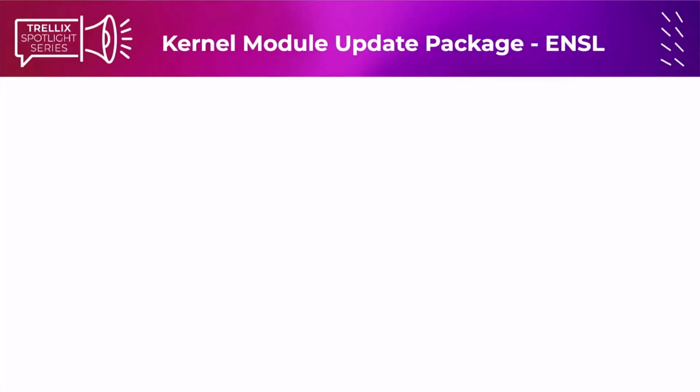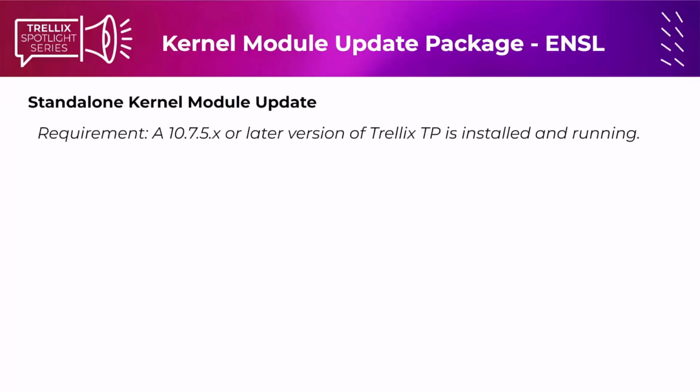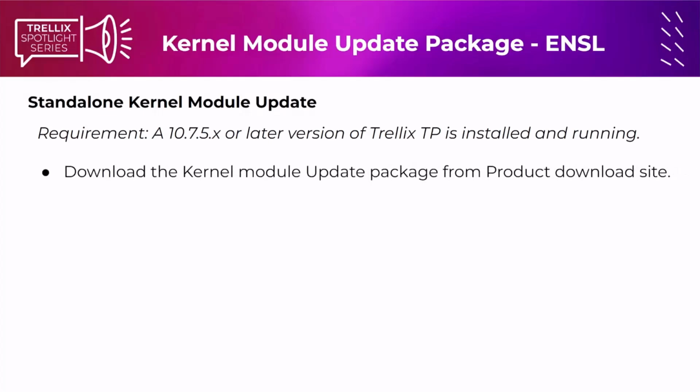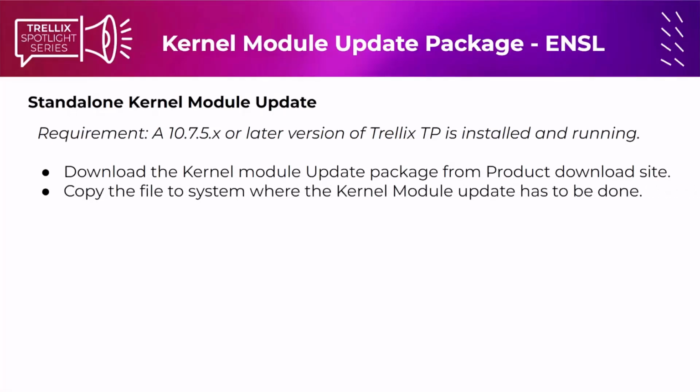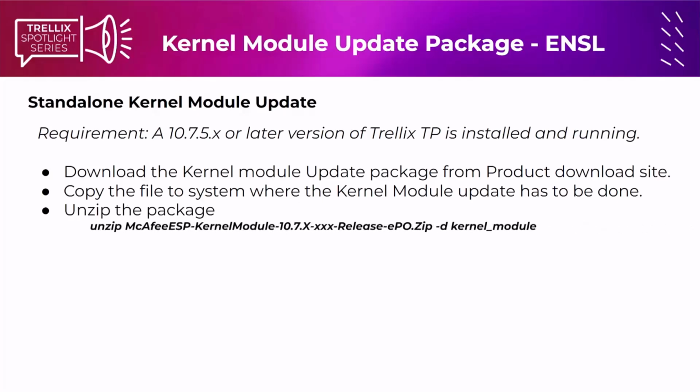Now let's see how to perform kernel module update on a standalone system. The requirement remains the same. The system must have Endpoint Security for Linux 10.7.5 or later version installed and running. Once we have the system ready, the first step is to download the kernel module update package from our product download site. Second step is to copy the file to a system where the kernel module update has to be done. Step 3 is to unzip the copied package using the unzip command and extract them to a folder kernel_module.